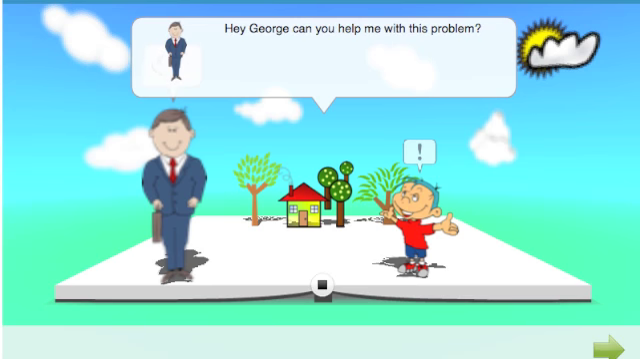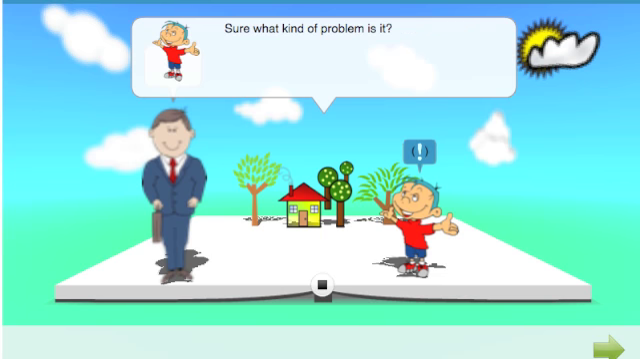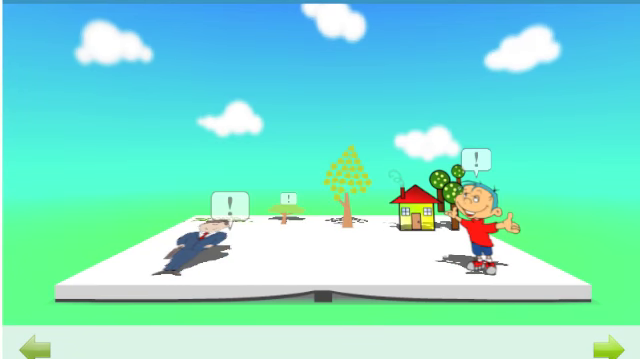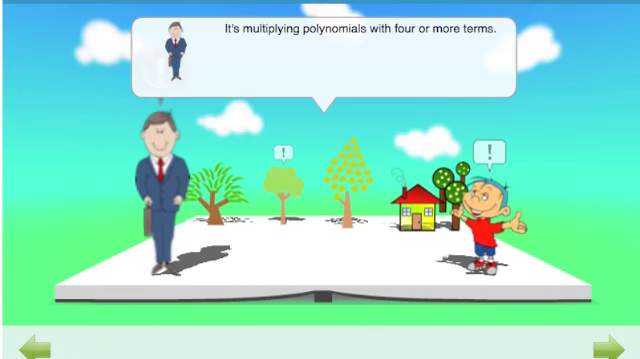Hey, Judge, can you help me with this problem? Sure, what kind of problem is it? It's multiplying polynomials with 4 or more terms. Oh, that's easy.